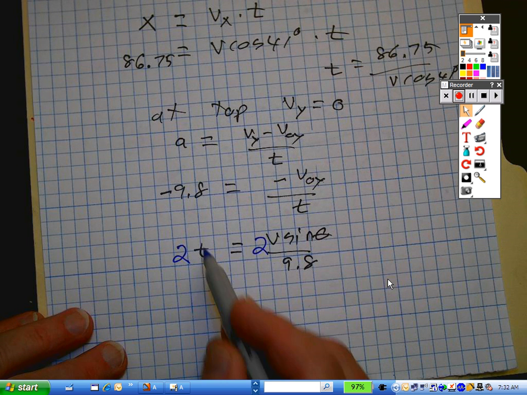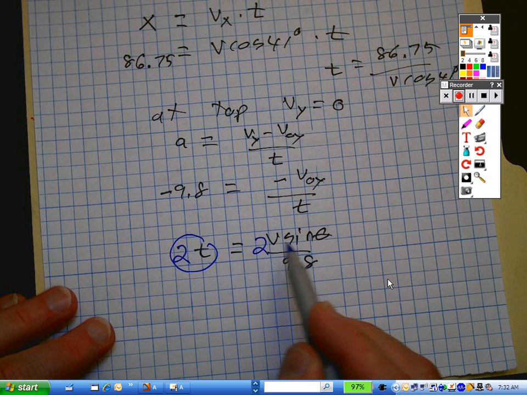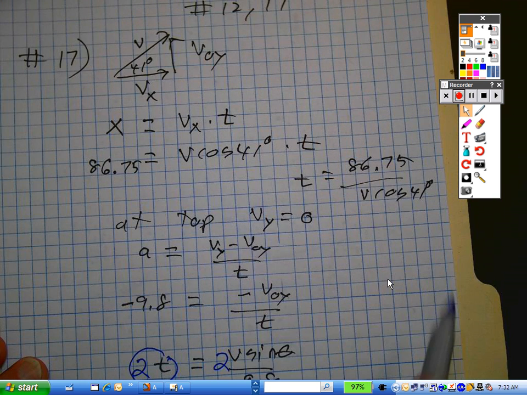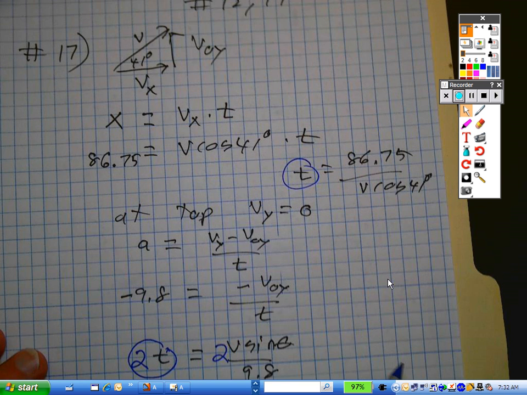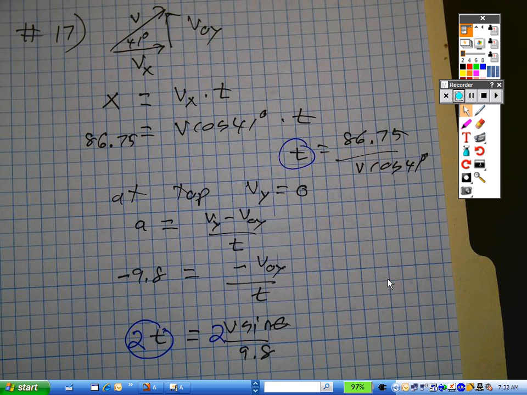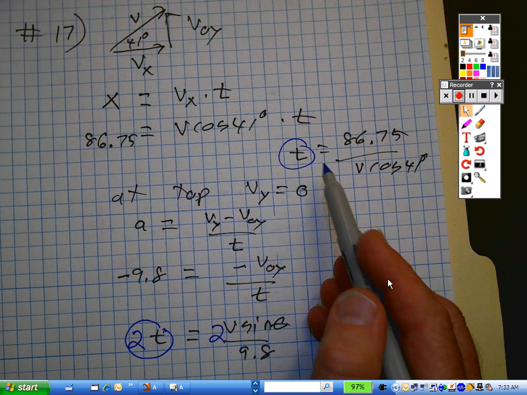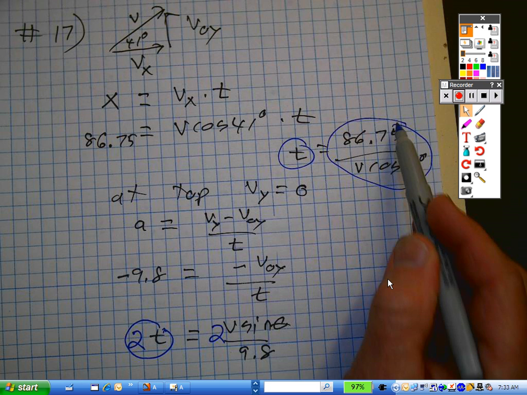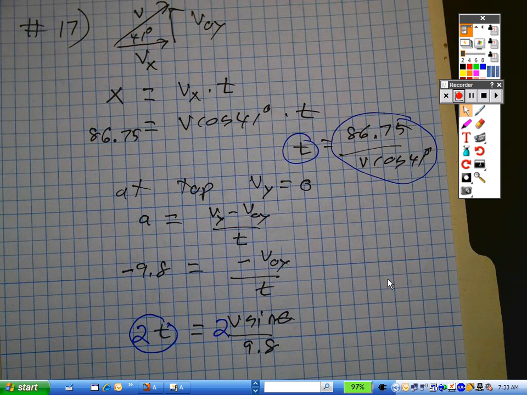Now notice, this doubled time is the time up and down. It is the same as this time that we found earlier. So what you could do is, certainly to solve them simultaneously, what we're trying to solve for here is the v. Why not take this entire entity and substitute it here for the 2t? That's all I can do to give you a start. Good luck.